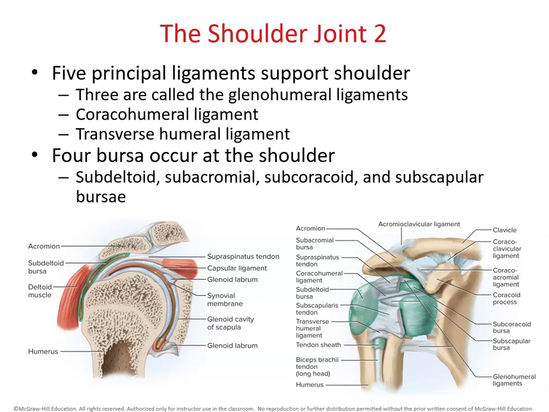We have 5 ligaments that support the shoulder. You don't need to memorize the names of the ligaments. We'll talk about them just briefly here. There are 3 glenohumeral ligaments, 1 coracohumeral ligament, and 1 transverse humeral ligament. We also have 4 bursae. Remember that a bursa is a sac of synovial fluid at the shoulder. Again, you don't need to memorize the names, but we do have 4 bursae here, and they're shown in this green color. Those reduce friction and allow the shoulder joint to move and be cushioned.